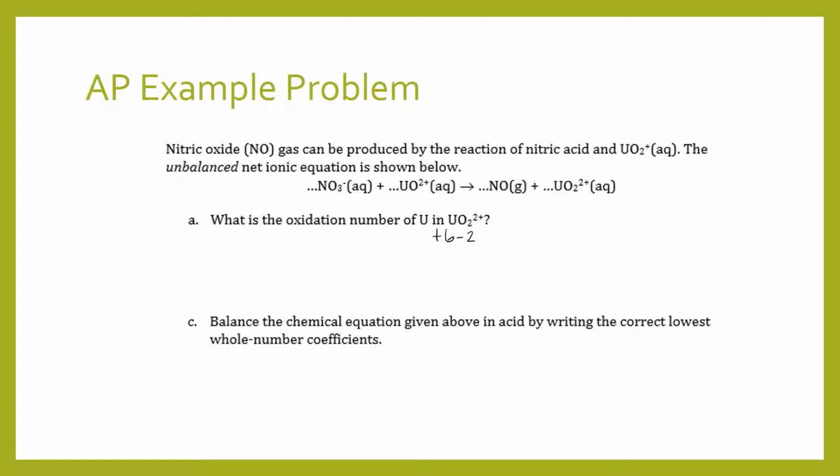In part C, we are asked to balance this equation given that we are in acidic solution. So we already found the oxidation states of these. Let's take a look at the others. My oxygens will be -2 across the board. This makes this nitrogen a +2. This uranium here must be a +4, and this here gives me a -6, so this nitrogen must be a +5. Let's see what we've got.